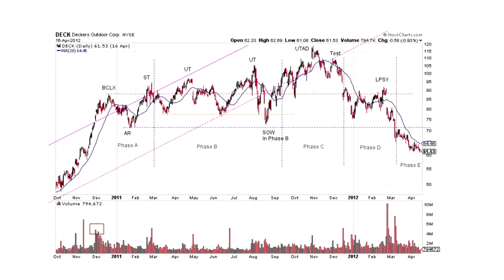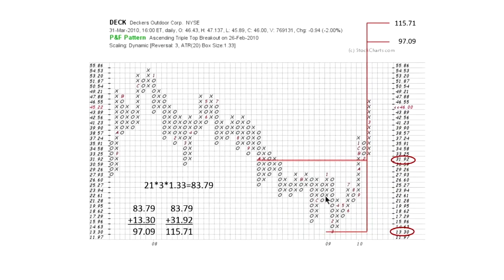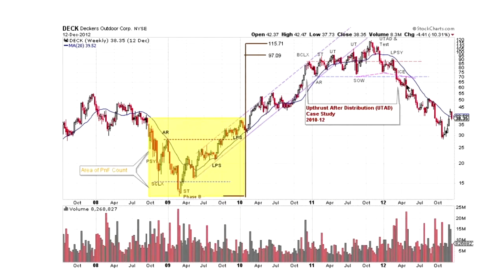And so in my case, full disclosure, I did short it at the LPSY as it tried to rally back above this area. I did not short it up here. And then this is the phase D decline, phase E big downtrend. And so here you can see effectively this downtrend went to $30.